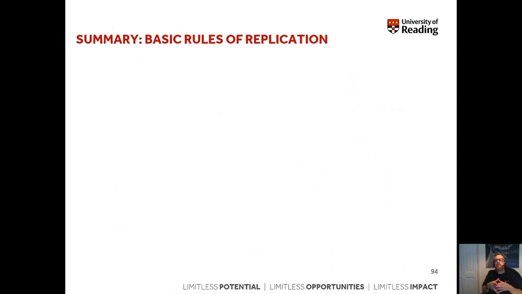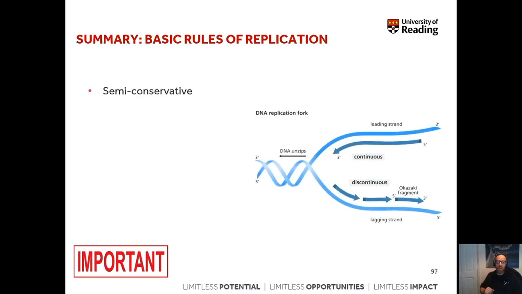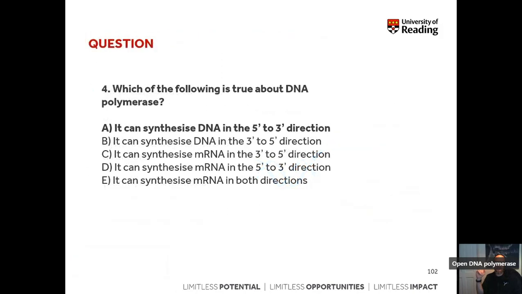So what are the basic rules of replication? And I think this is something you should keep in mind as well. First of all, replication is semi-conservative. In addition, it starts at the origin. Synthesis always takes place in the 5' to 3' direction, and replication is semi-discontinuous, because it generates Okazaki fragments. And those are the things you should certainly keep in mind. In addition, RNA primers are required for successful replication.